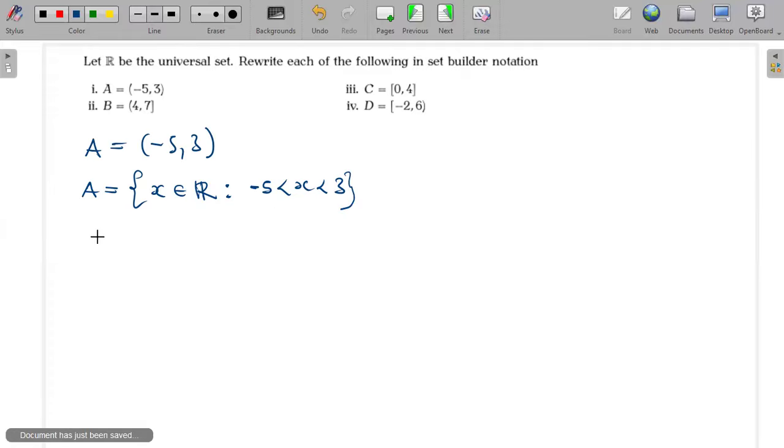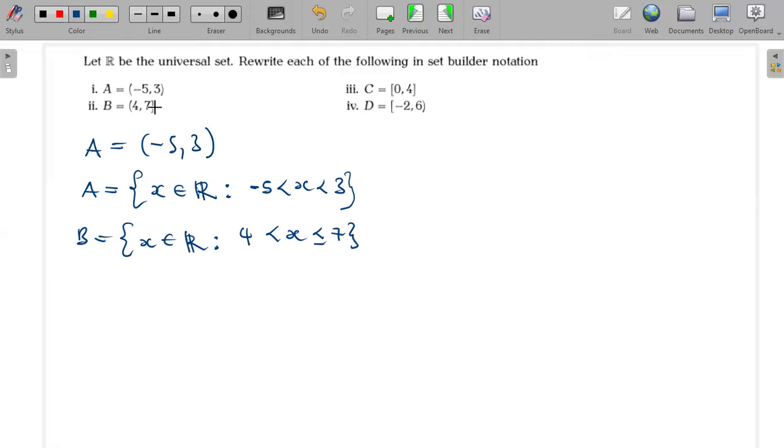Okay, the next, B. So B there is going to be the set of x, all of them real numbers, such that now what interval does it fall in? So it's going to be 4 less than x, less than or equal to 7. Why? Because B is defined with an open bracket at 4, but where 7 is, there's a closed bracket. So it means 7 is actually part of that set, or part of that interval. So you have to include the less than or equal to sign there.